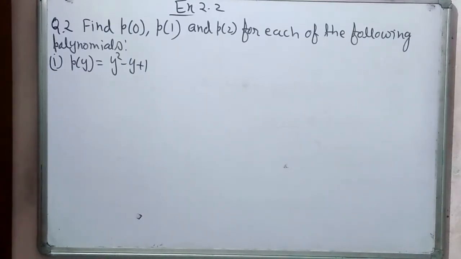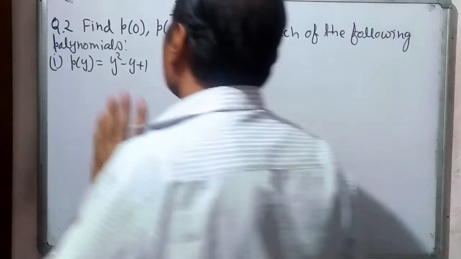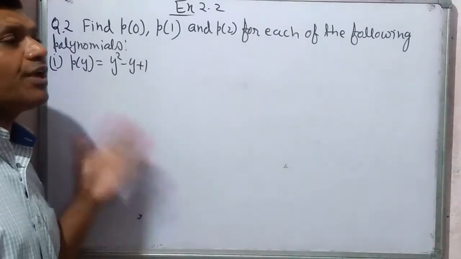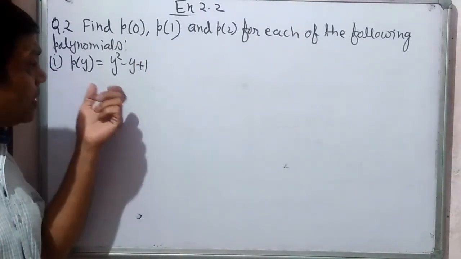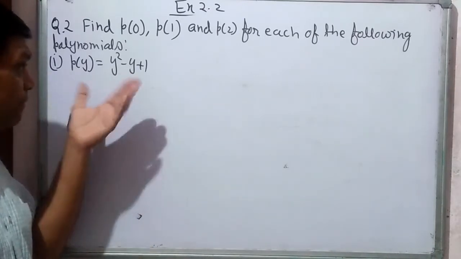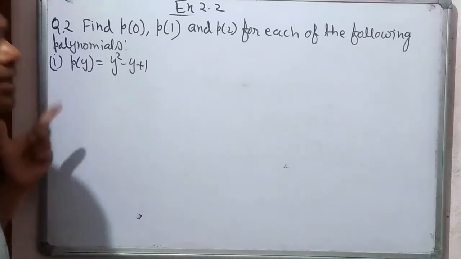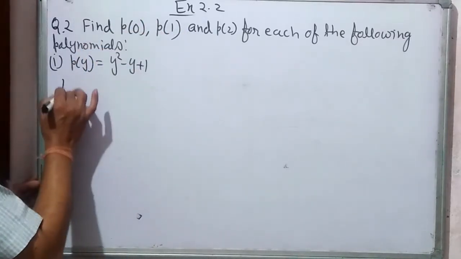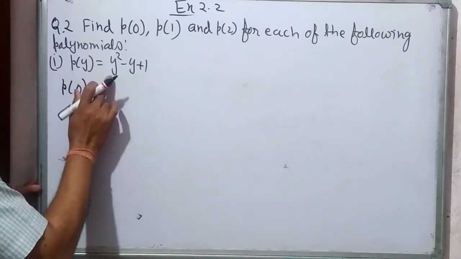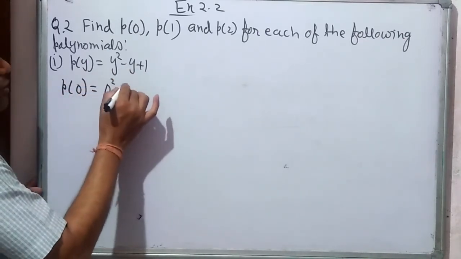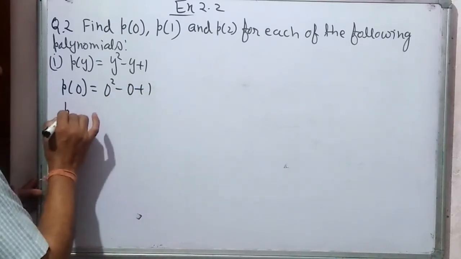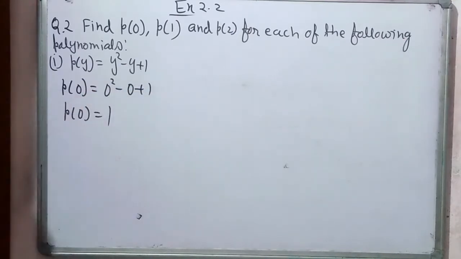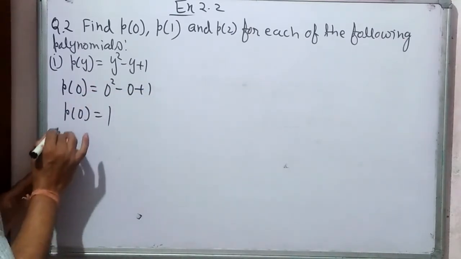Dear students, in the second question, we are asked to find p(0), p(1) and p(2) for these 1, 2, 3, 4 polynomials. Let us take up the first part. The first part is a polynomial in y and we have to find p(0), p(1) and p(2). That means first for finding p(0), we have to replace y with 0, that will be 0 square minus 0 plus 1. That will give us, these two will become 0 and only 1 will remain. Then we have to find p(1).